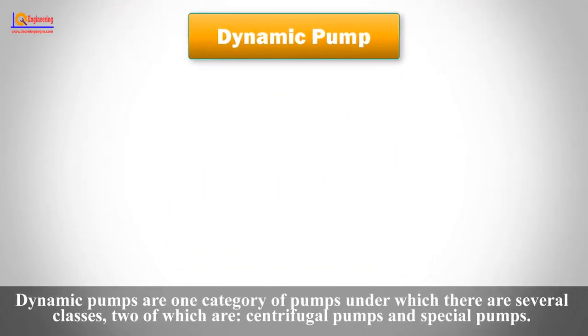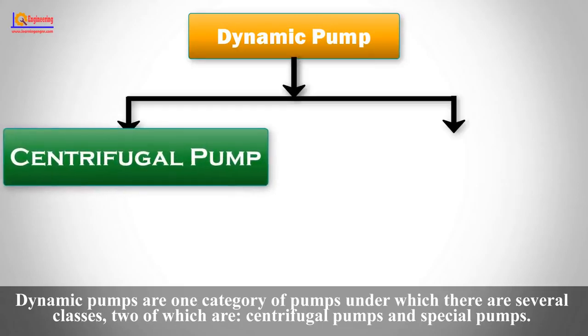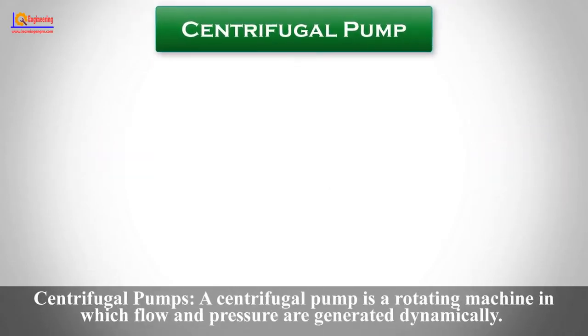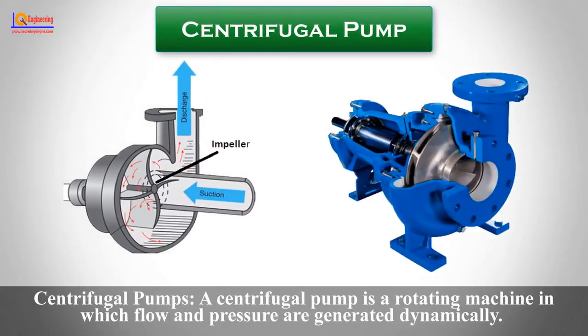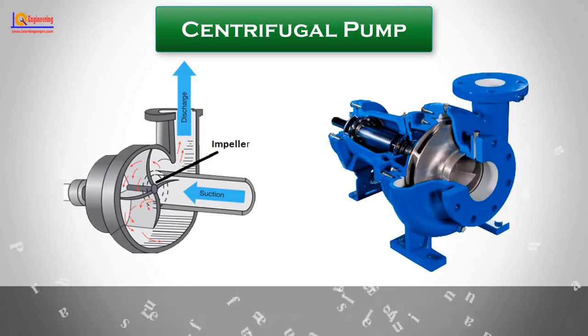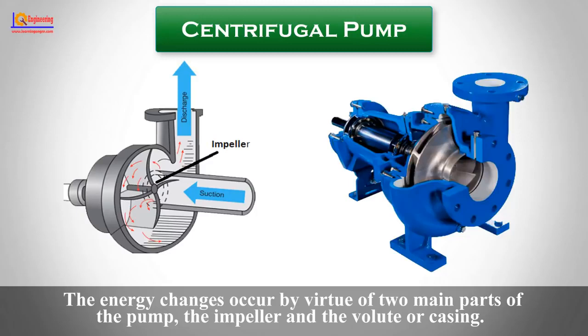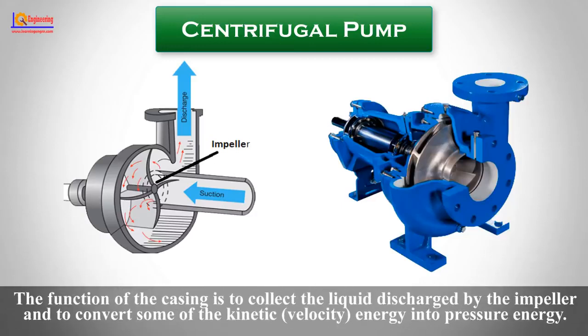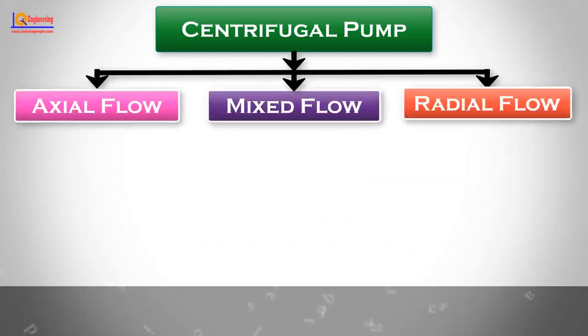Dynamic pumps are one category of pumps under which there are several classes, two of which are centrifugal pumps and special pumps. Centrifugal pumps. A centrifugal pump is a rotating machine in which flow and pressure are generated dynamically. The energy changes occur by virtue of two main parts of the pump, the impeller and the volute or casing. The function of the casing is to collect the liquid discharged by the impeller and to convert some of the kinetic energy into pressure energy.